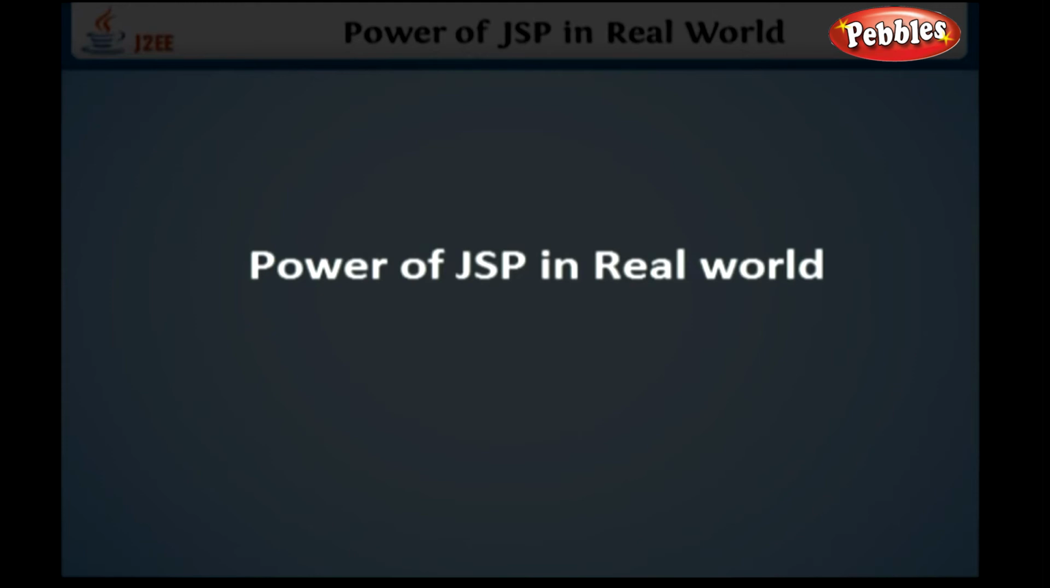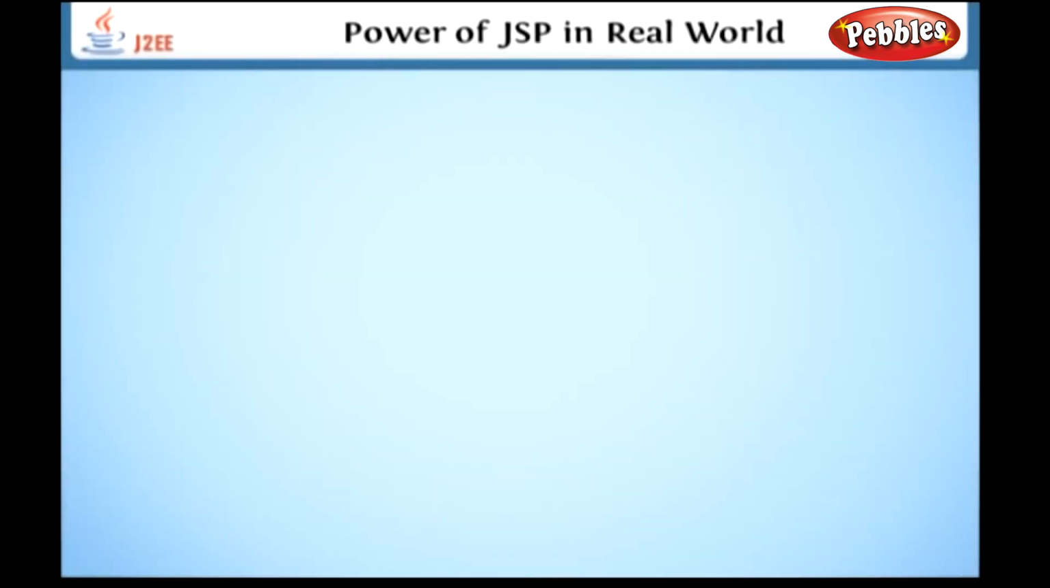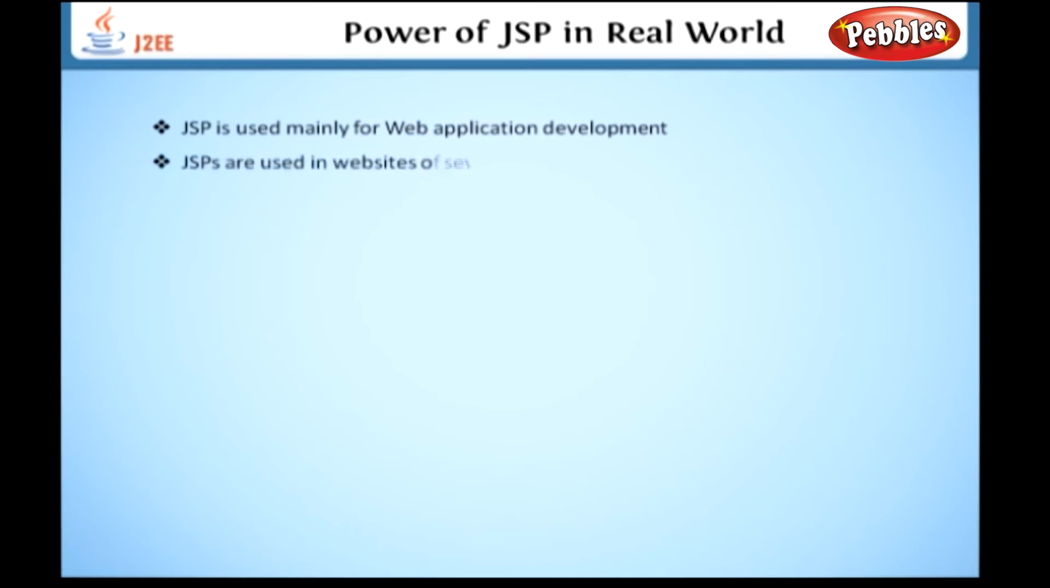Power of JSP in the real world. So far, we have discussed the various concepts in JSP and its functions, and also how good it is when JSP is compared to other competing and alternative technologies. I already told you that JSP is used mainly for web application development. Here, we see some of the real-time examples in the world where we are using JSP. JSPs are used in websites of several sectors. I will show you some of them now.